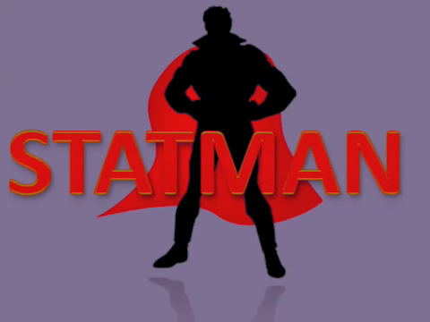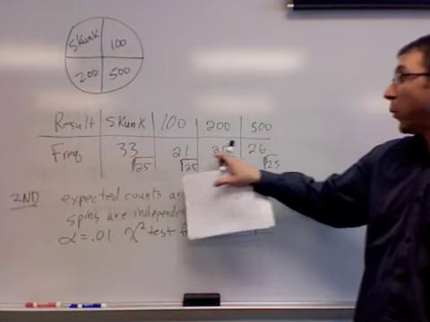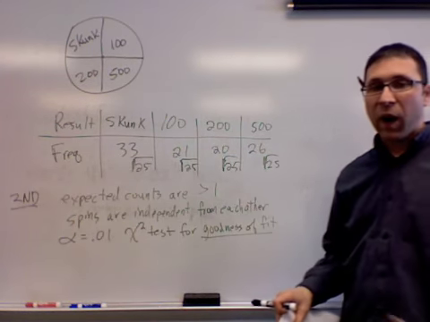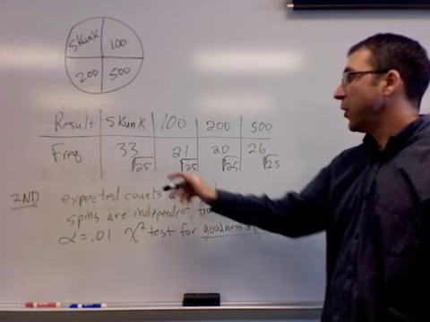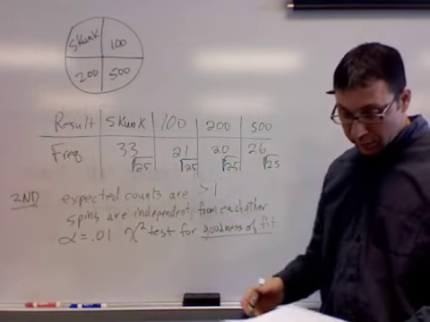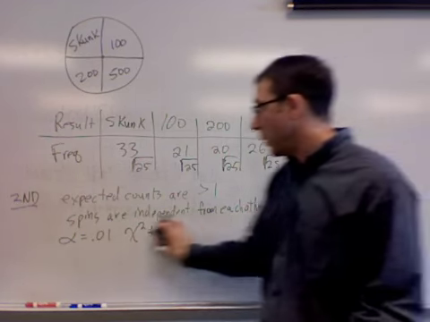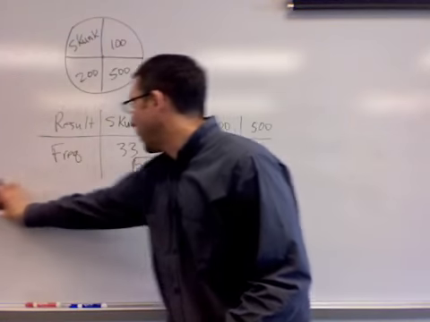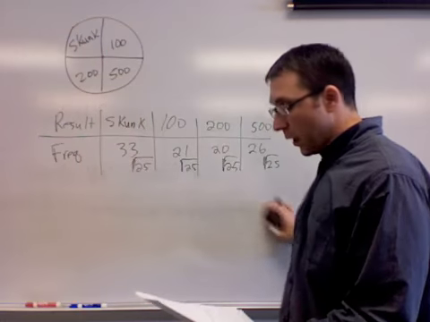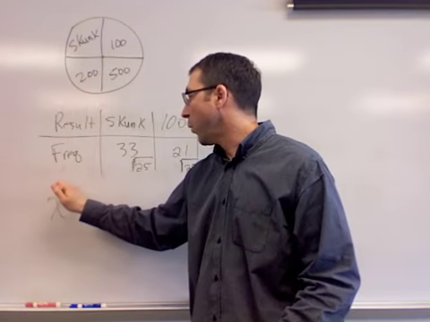StatMan! So we're going to see whether or not these numbers, 33, 21, 20, and 26, are far off from that expected number of results in each of those sections. To do that, we're going to follow one of the formulas on the exam, which is for the chi-squared value. The chi-squared value is given to you on the bottom of one of the formula sheets.